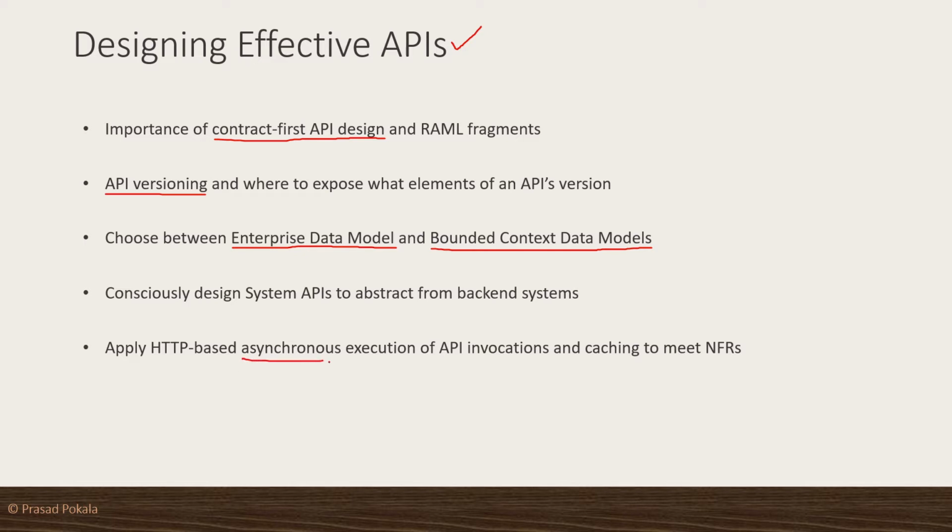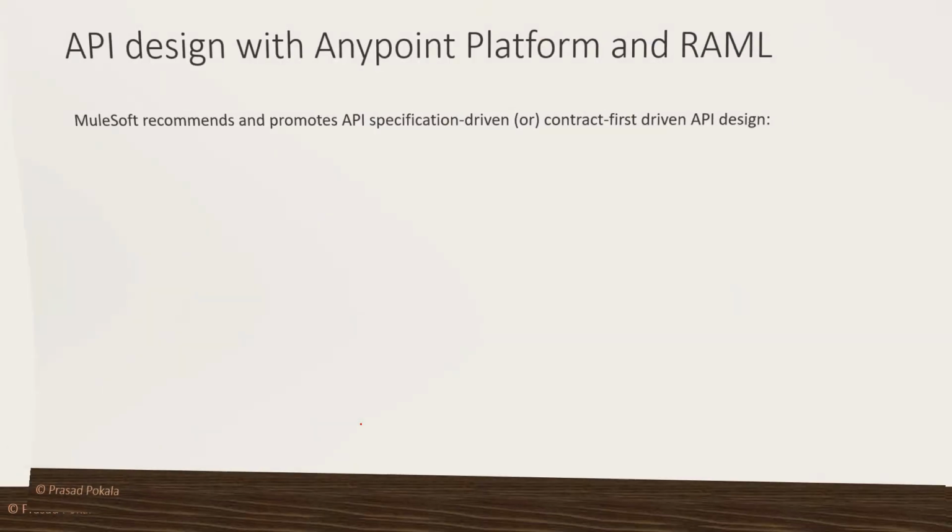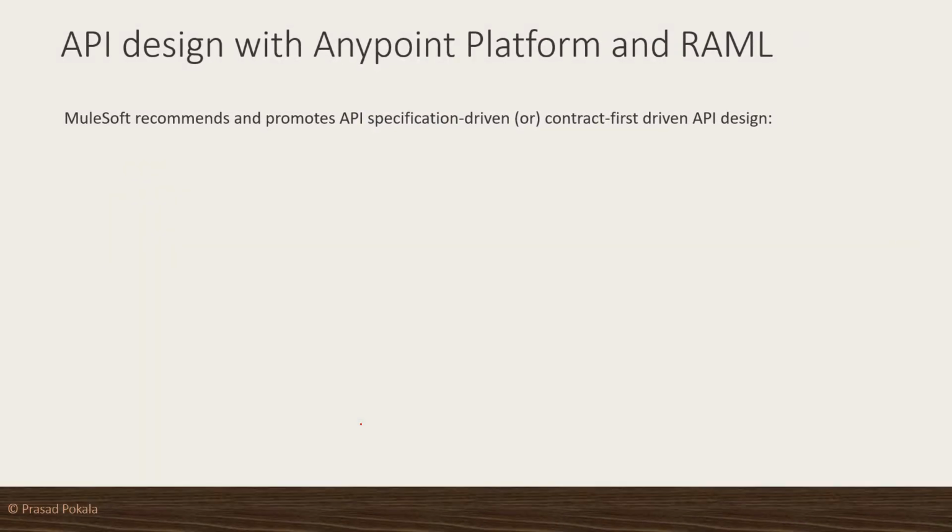Although we have already seen asynchronous execution and the HTTP caching policies in the previous sections, here we will discuss a bit more about those. And lastly, we will see how the idempotent HTTP methods work and what the HTTP native support for optimistic concurrency is in the HTTP world. Alright. So without wasting any time, let us move on and understand the first part, which is about the API design on Anypoint platform.